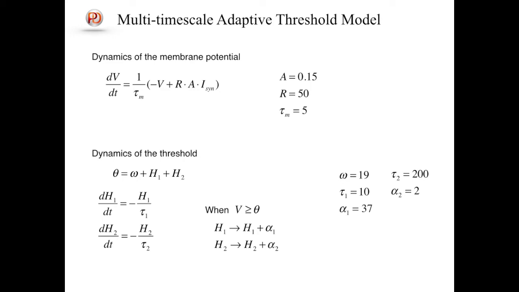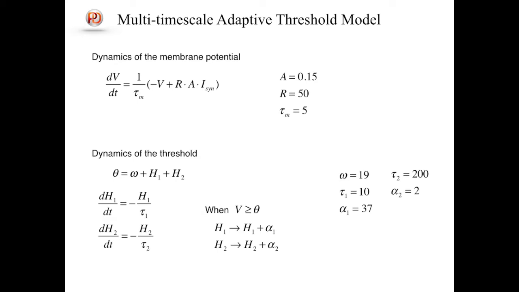The dynamics of the model is defined by these equations. The dynamics of the membrane potential is composed of a simple leak and external input current terms. The threshold theta is a summation of a base value omega, and two variables h1 and h2. h1 and h2 show simple exponential decays, but with different time constants, and after a spike occurrence, that is, v is greater than or equal to theta, h1 and h2 jump by alpha 1 and alpha 2, respectively.